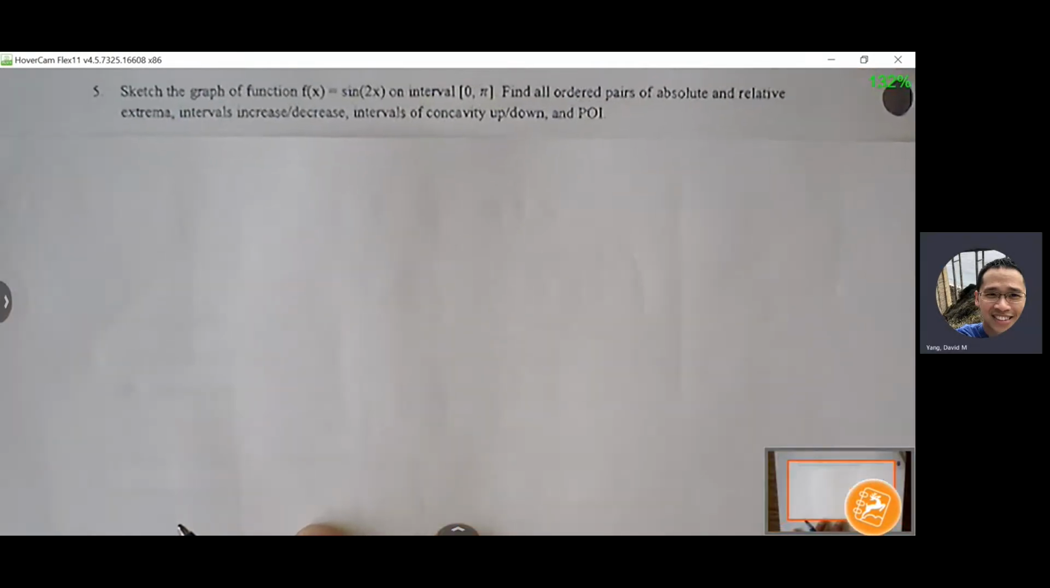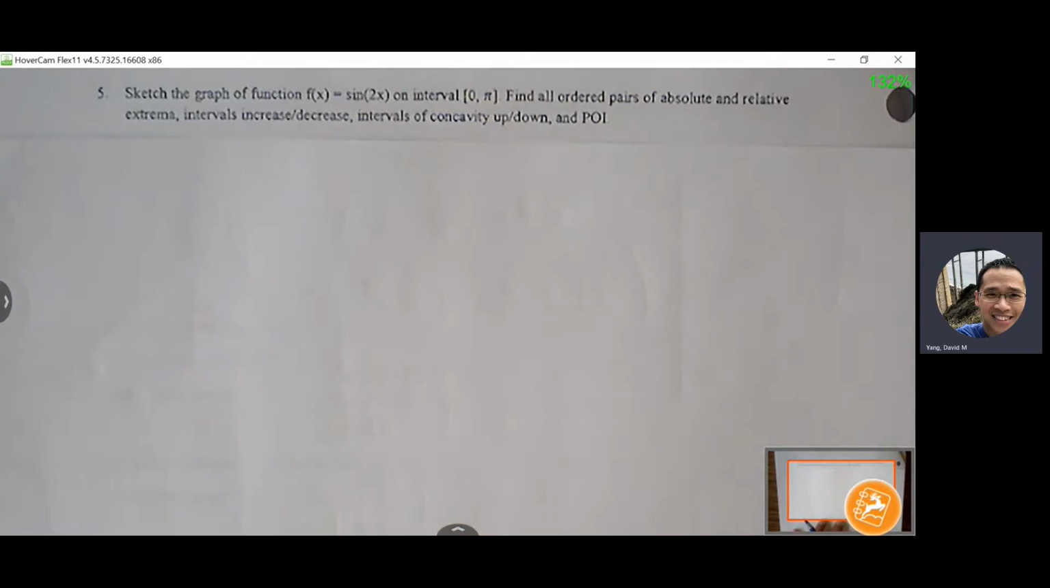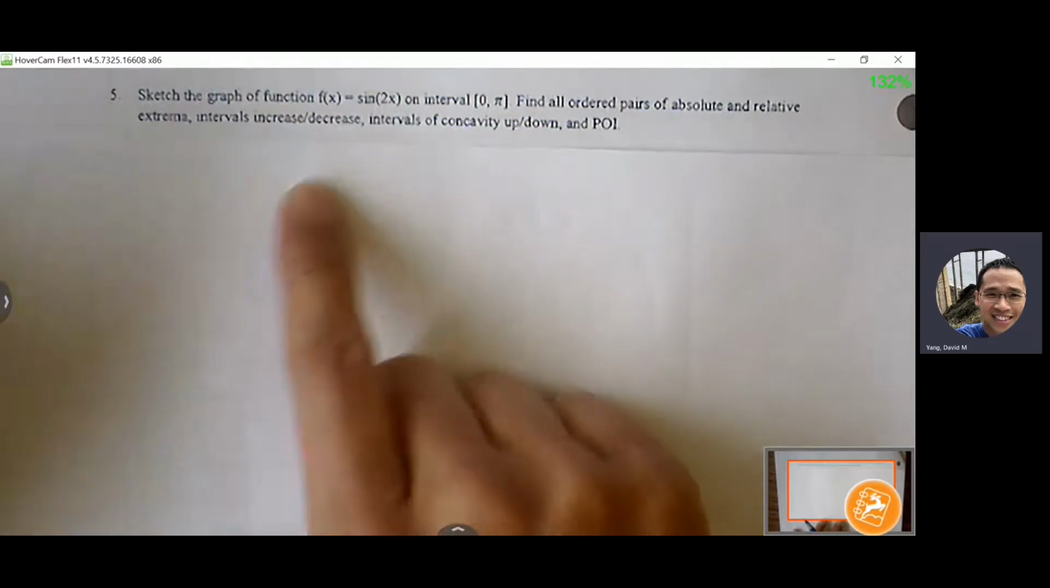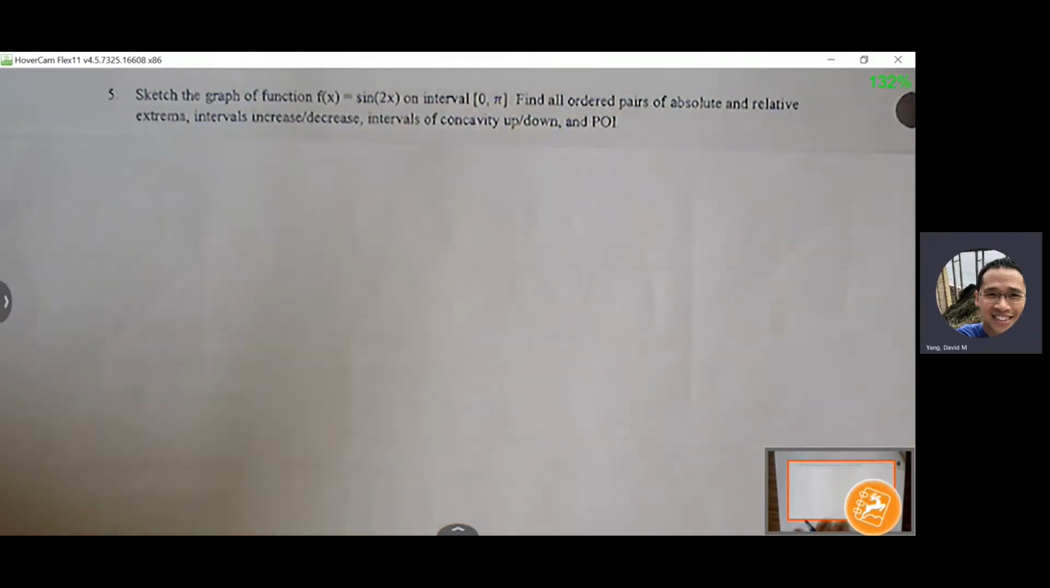Okay, so sketch the graph of sine of 2x. Let's just start off by gathering some information. From f, we'll find f prime. From f prime, we'll find critical points. From critical points, we'll populate the sine line. Test each subinterval. Determine relative max, relative min, increase, decrease, and then we'll do the same thing for the second derivative process: critical points, sine line, points of inflection.